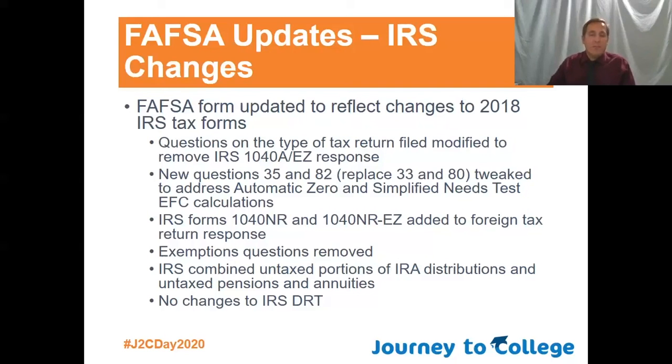Questions were modified to address updated automatic zero and simplified needs test EFC calculations. IRS forms 1040NR and 1040NR-EZ were added to the foreign tax return response. Questions about exemptions were removed. The IRS combined untaxed portions of the IRA distributions and untaxed pensions and annuities on the IRS forms, but fortunately there were no changes to the IRS data retrieval process. We will hopefully see some of these similarities when the 2021-2022 FAFSA is released. Next slide, please.